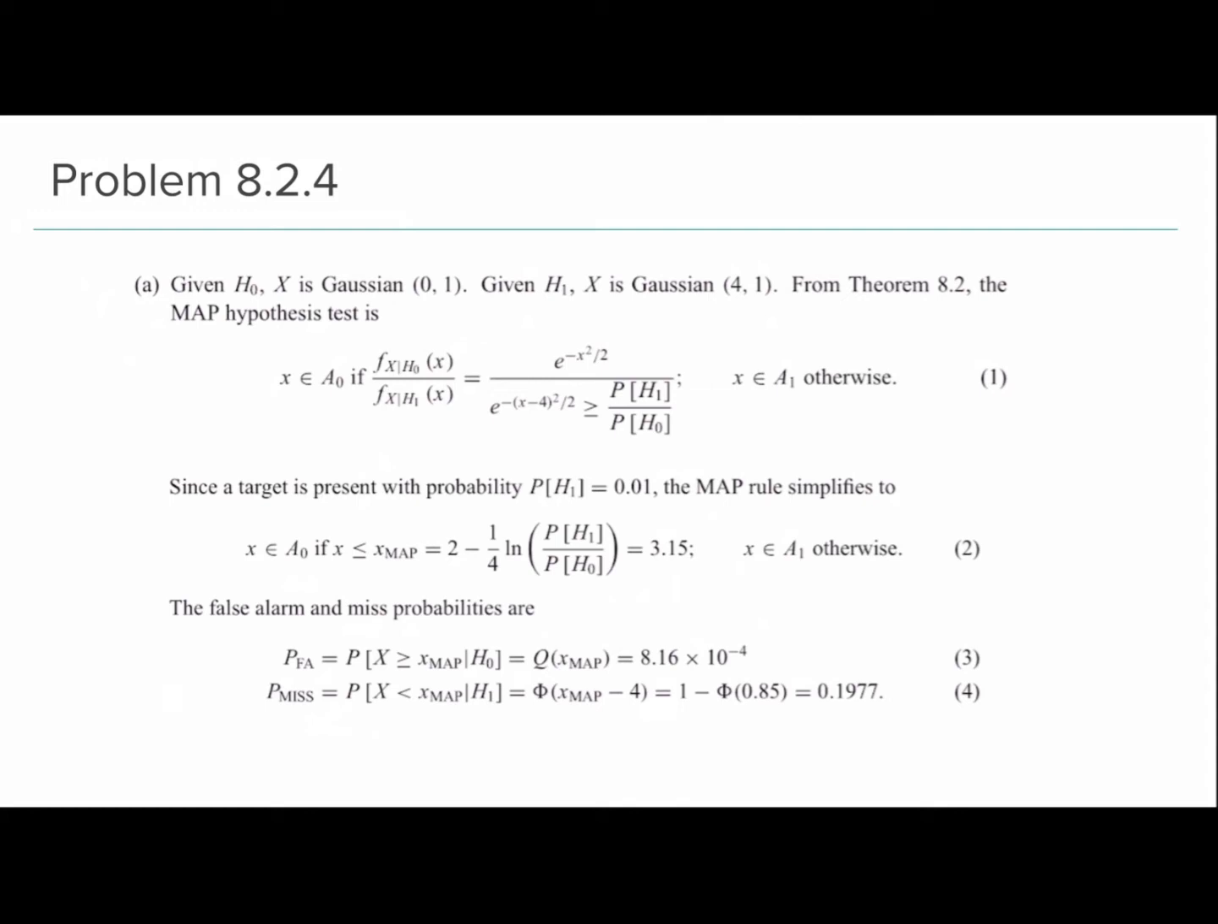So x belongs to a naught if f of x given h naught of x divided by f of x given h1 of x, which is equal to e raised to the power minus x square by 2 divided by e raised to the power minus (x minus 4) whole square by 2, is greater than or equal to p of h1 divided by p of h0.